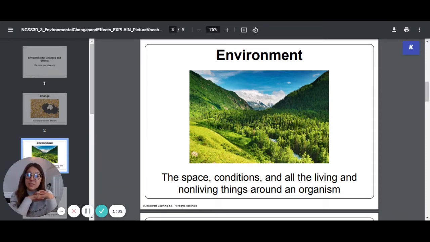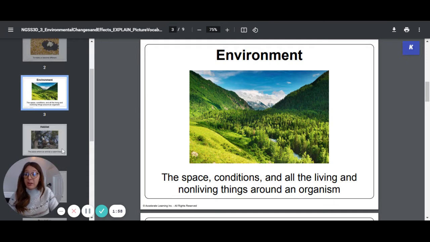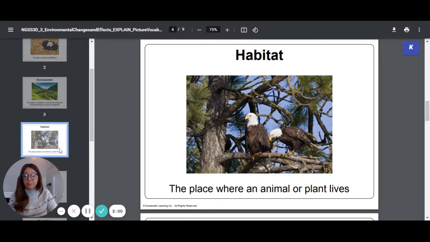Environment is the space, conditions, and all the living and non-living things around an organism. So my environment right now, I have my iPad right here. I am sitting at a desk. I'm sitting on a chair. I'm in my dining room. But there's also an environment outside of my house. Okay, we have environments all around us. It's all the living and the non-living things. This unit, we're going to be talking about how environments change.